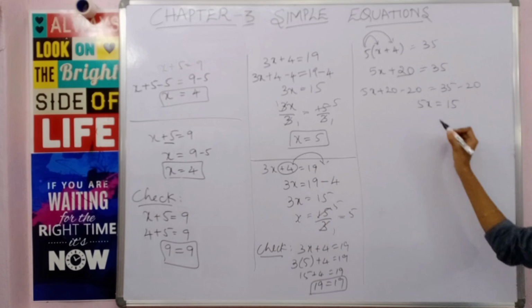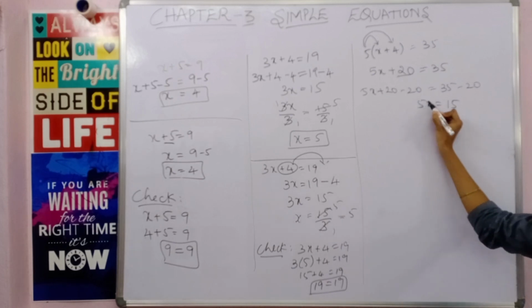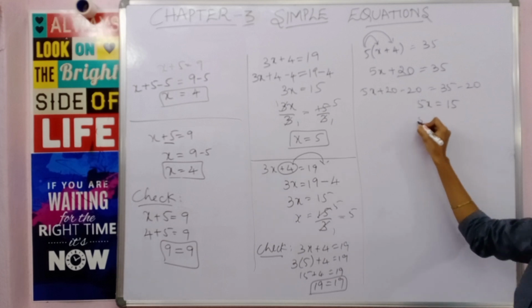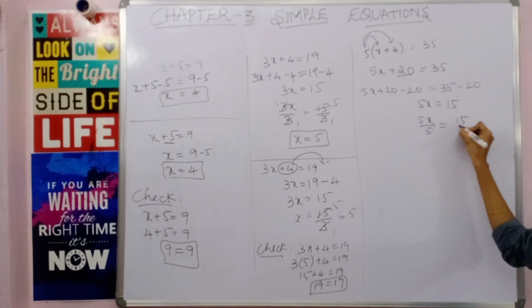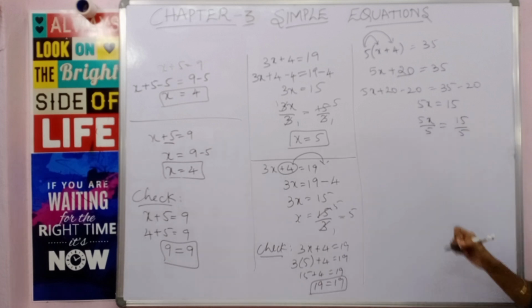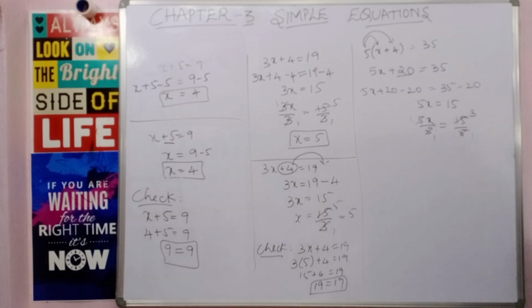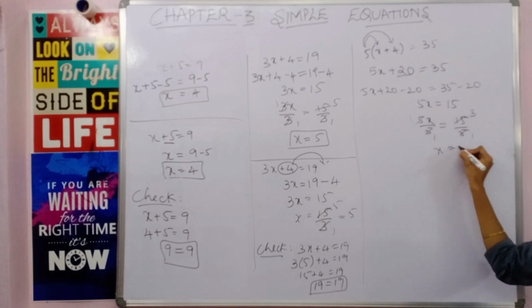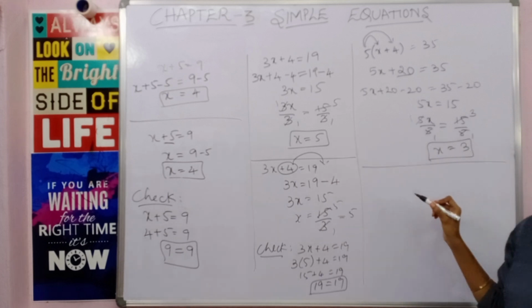Clear? Now you have 5x, which is nothing but 5 into x. Now you have to remove this 5 which is in multiplication. So what do you do? You divide by 5. Since you are dividing LHS by 5, RHS also you divide by 5. So 5 ones are 5, 5 threes are 15. Here you got x equal to 3 by 1, which is nothing but 3. Clear? Now let us see with transposing.